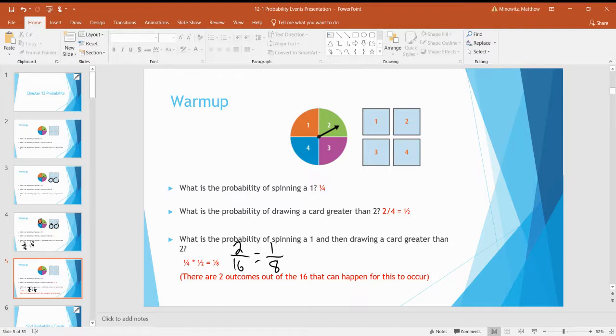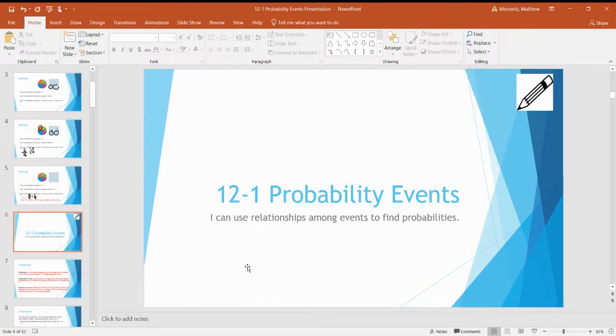Okay, so right now we're only counting options. How many total events, and how many events out of those total do we want? So in this case, 2 out of 16. So today we're learning about probability events, how to count events, how to learn about intersections and unions and other vocabulary words so that we understand what the problems are asking us.